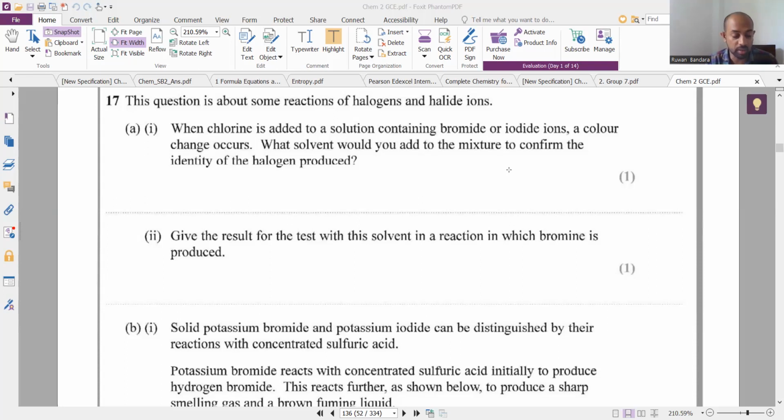If you said silver nitrate, that's wrong. Unfortunately, they are asking about the identity of the halogen produced. So is it sulfuric acid? No. Halogen.